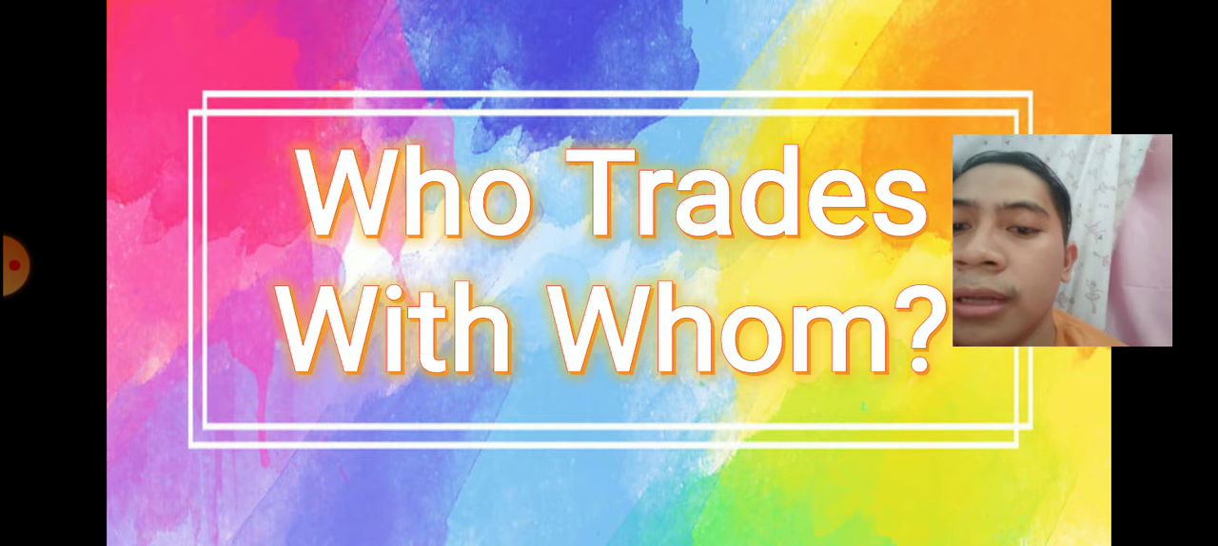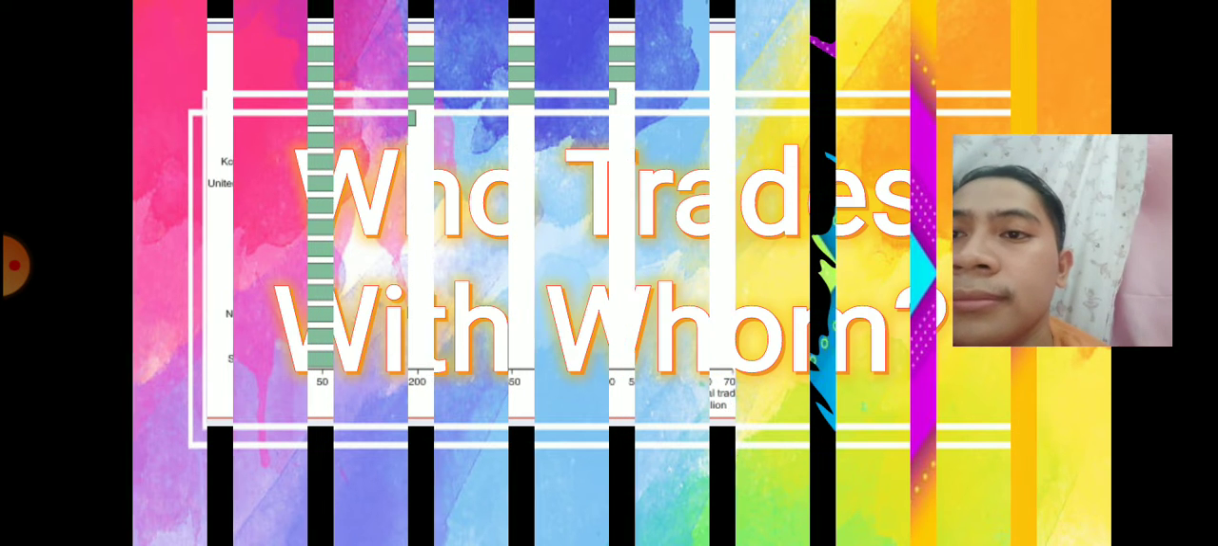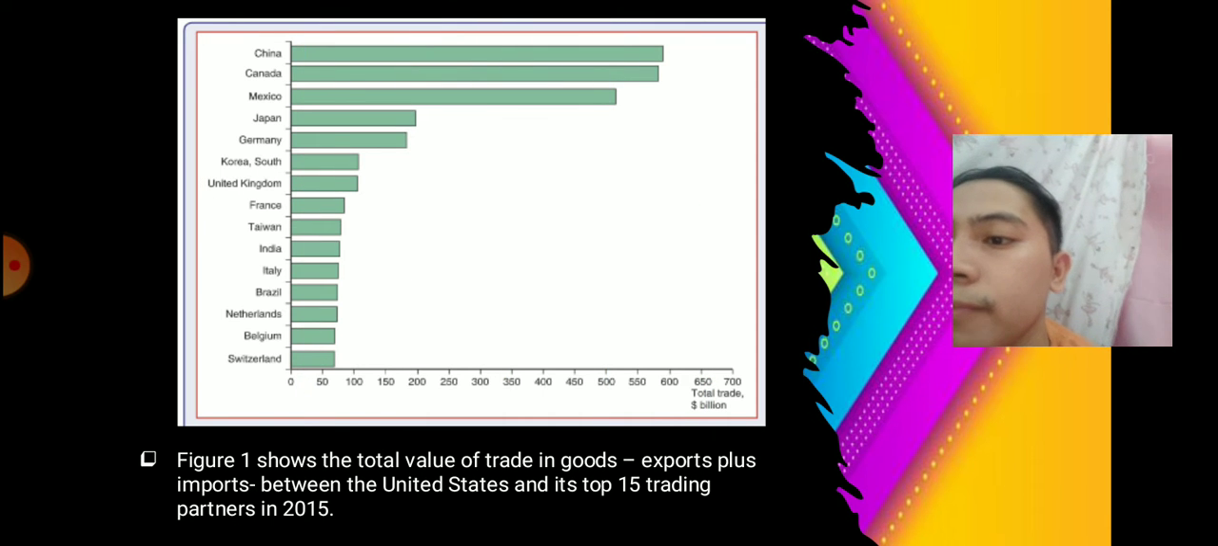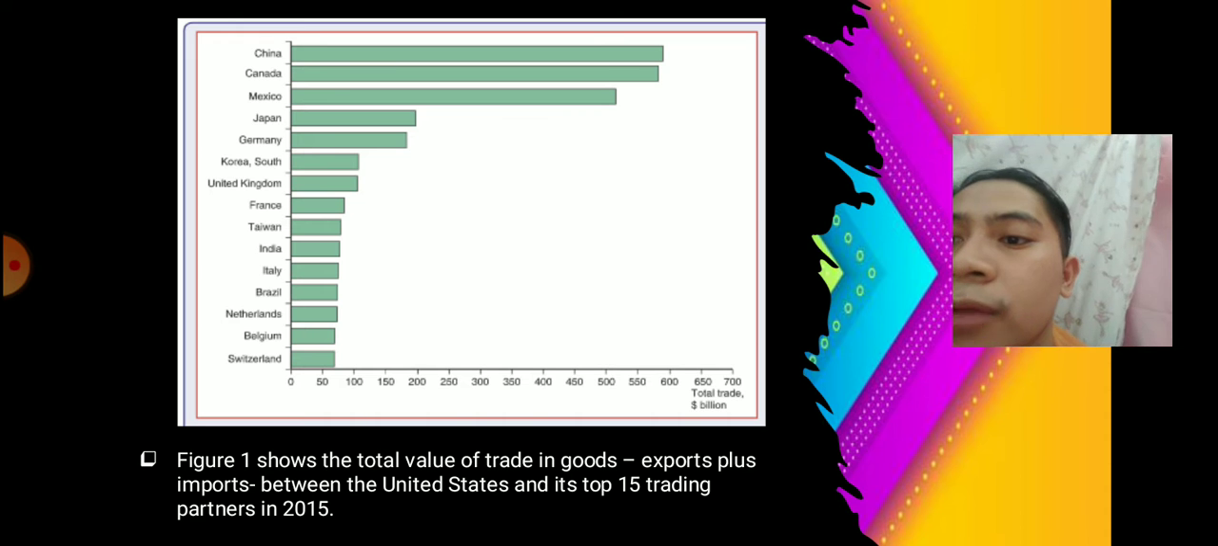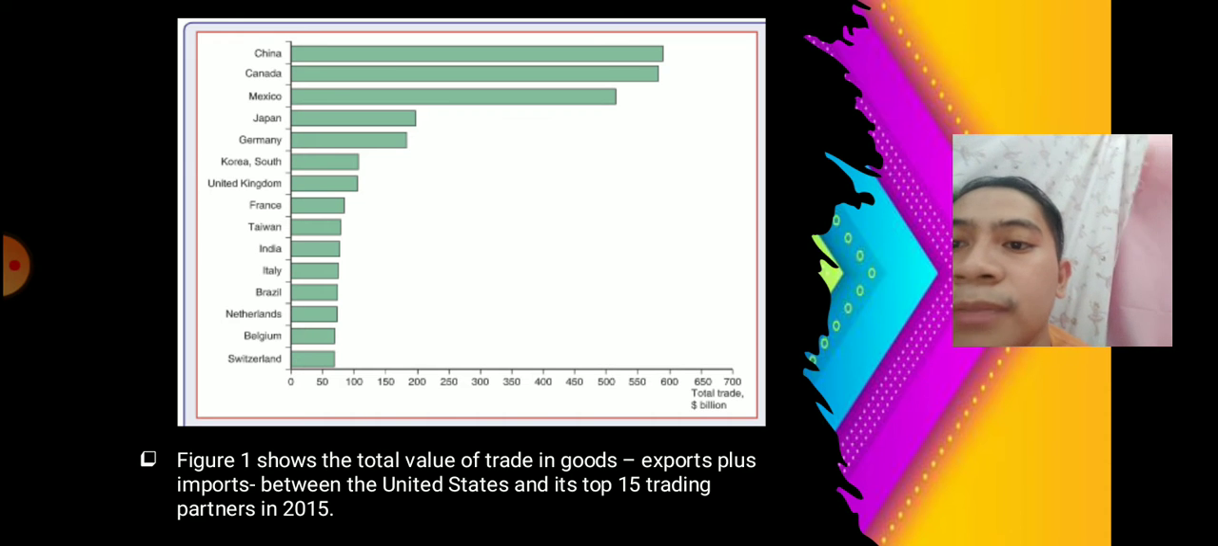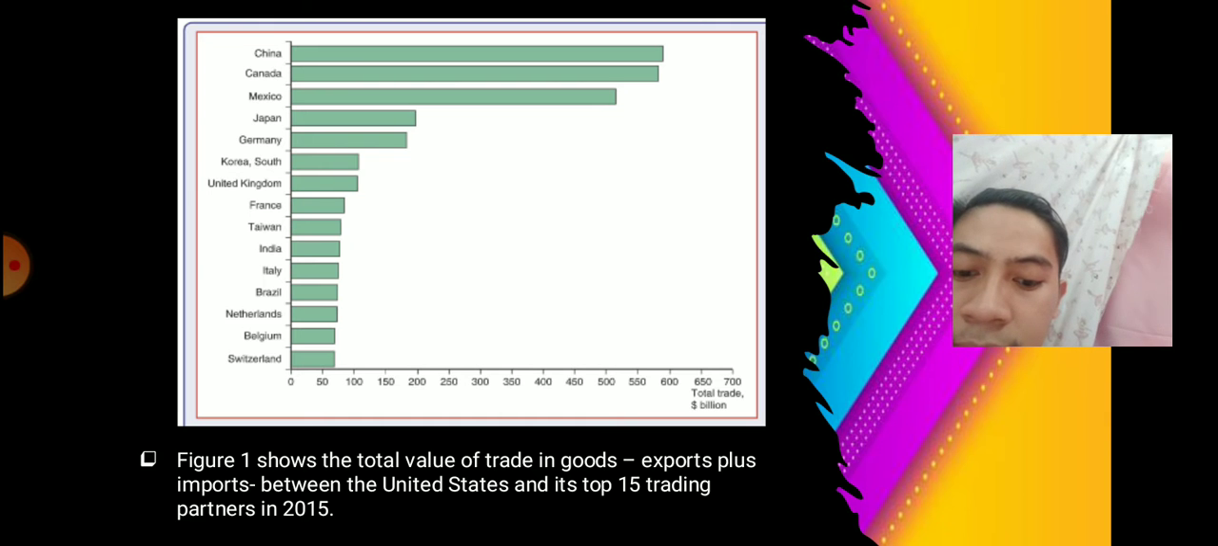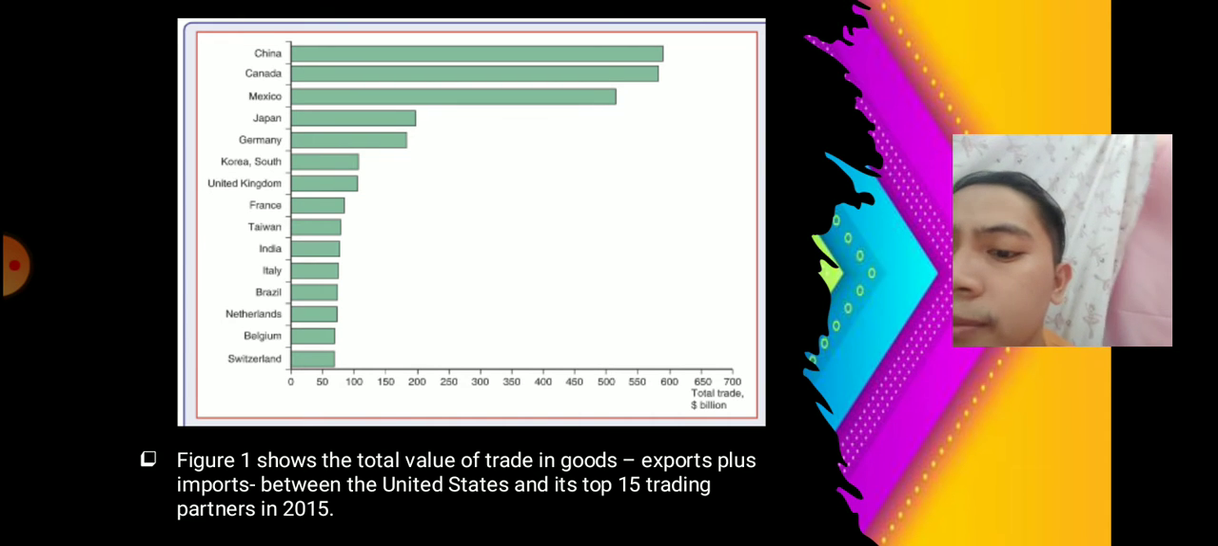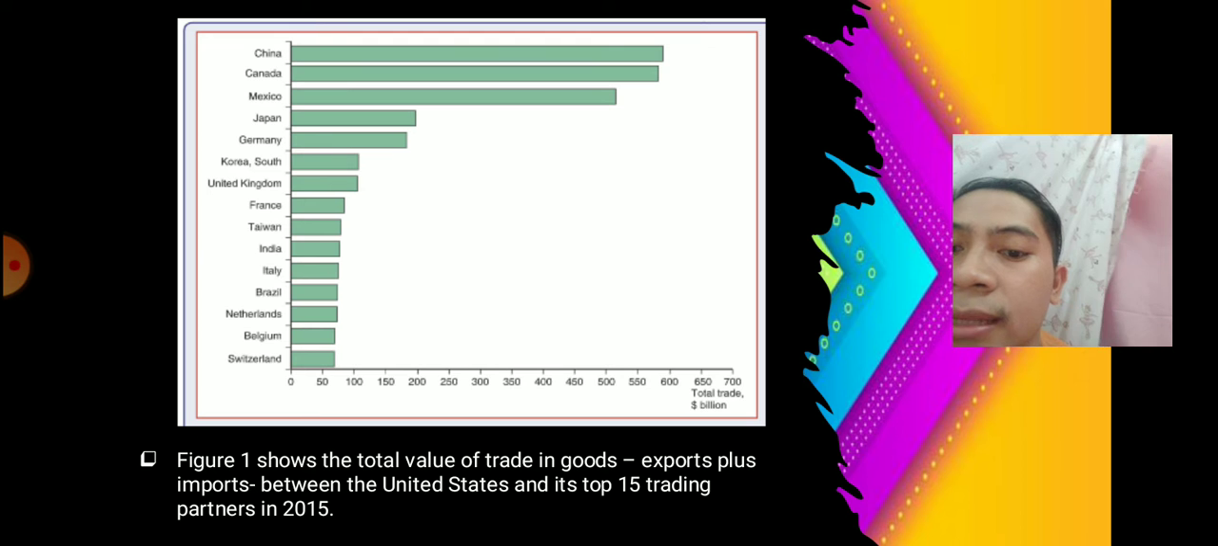We will talk about the rising importance of trade in services and the issues raised by that trade later. Figure 1 shows the total value of trade in goods, exports plus imports, between the United States and its top 15 trading partners in 2015. In this chapter, taken together, these 15 countries accounted for 75% of the value of US trade in that year.